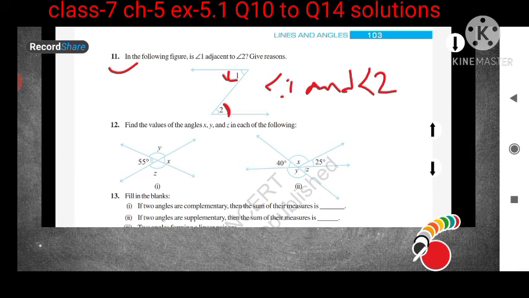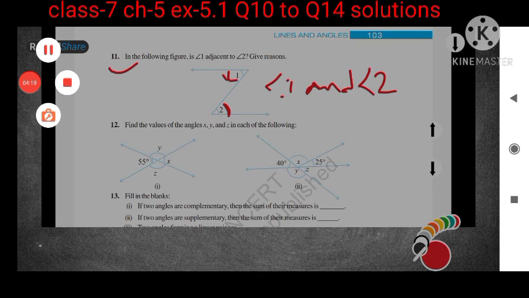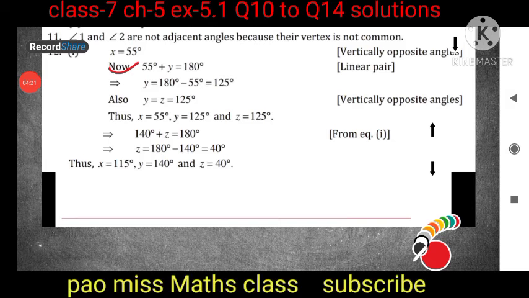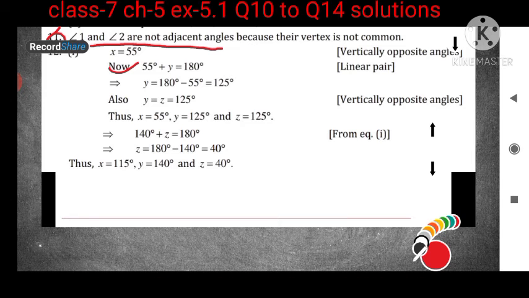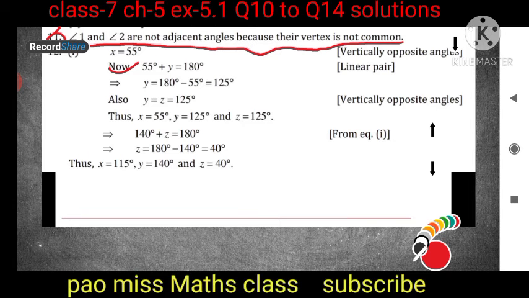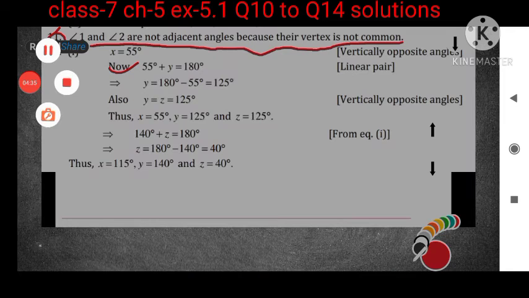I will show you how to write the answer. So what will you write? This is the answer for question number 11. Angle 1 and angle 2 are not adjacent angles because their vertex is not common, okay? Their vertex is not common.